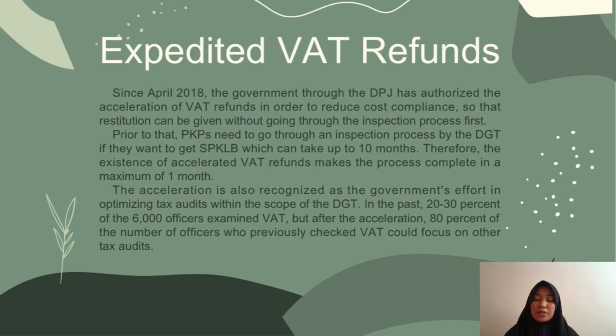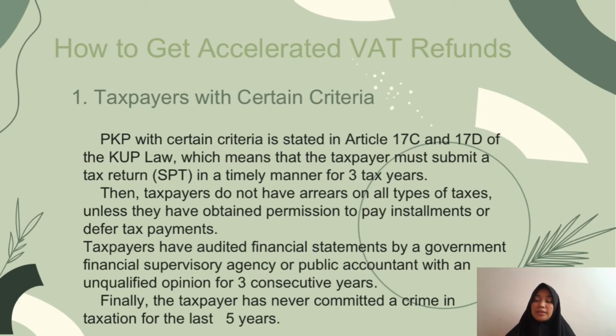Okay, so the acceleration is also recognized as the government's effort in optimizing tax audits within the scope of the DGT. In the past, 20 to 30% of the 6,000 officers examined value-added tax, but after the acceleration, 80% of the executors who previously checked value-added tax could focus on other tax audits. Okay, so how to get accelerated value-added tax refunds? Here there are several criteria for taxpayers who want to get accelerated value-added tax refunds.